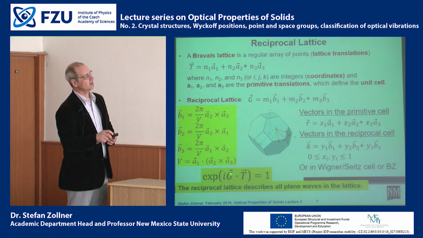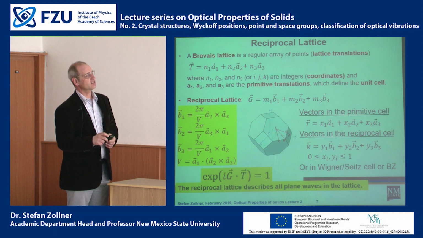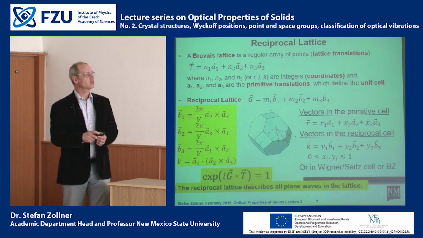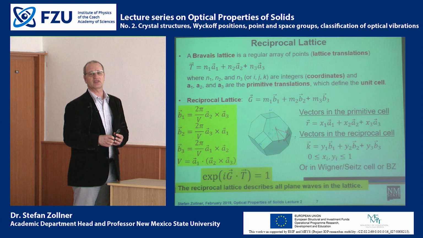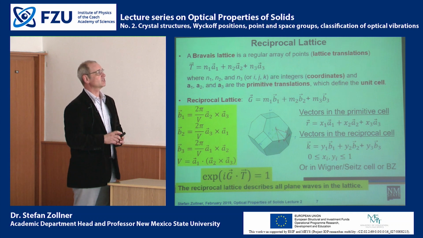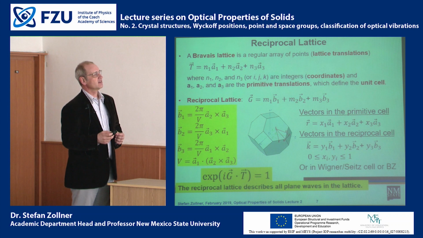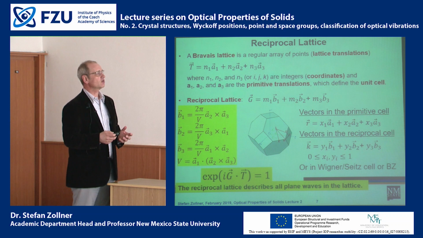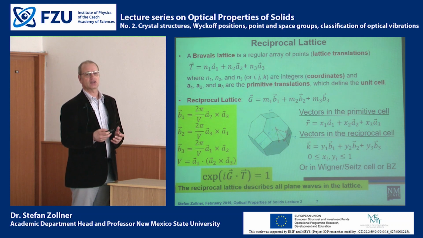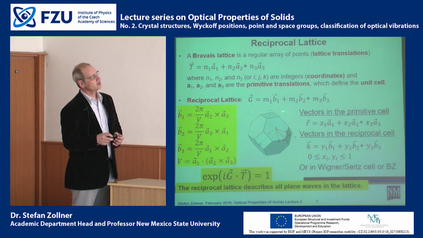the complex exponential of this scalar product is equal to 1. And that means that the reciprocal lattice describes all the plane waves that can occur in a lattice. And since electrons and phonons are primarily waves, we need this description, we need this reciprocal lattice so that we can describe waves in a periodic crystal. This construction here is known as the Brillouin zone.